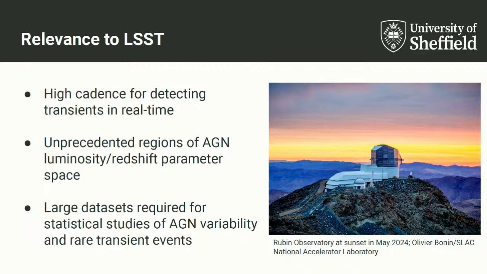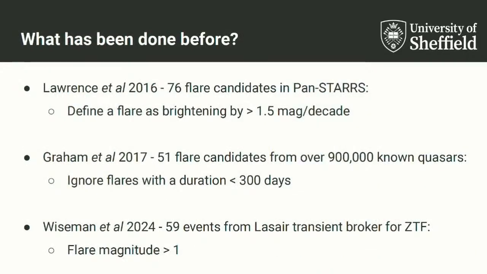And because AGN flares are thought to be so rare, we need huge amounts of data to be able to develop statistics of these. So LSST is going to be able to provide that. Okay, so what has been done before to kind of systematically detect AGN flares?